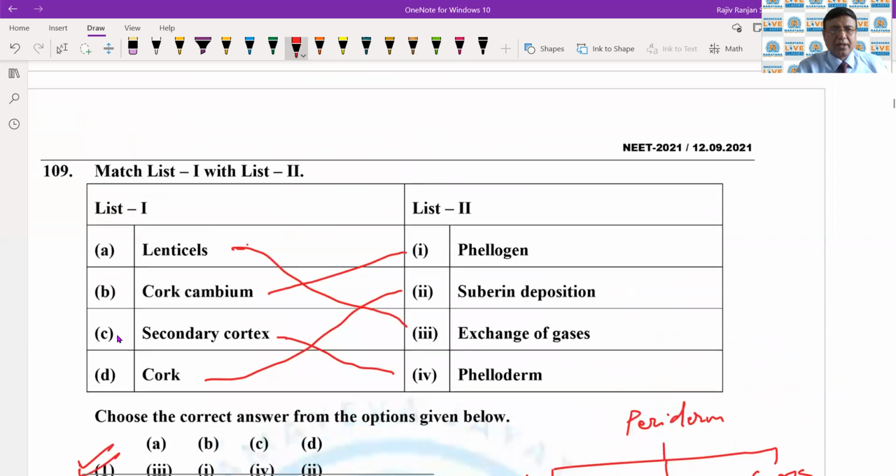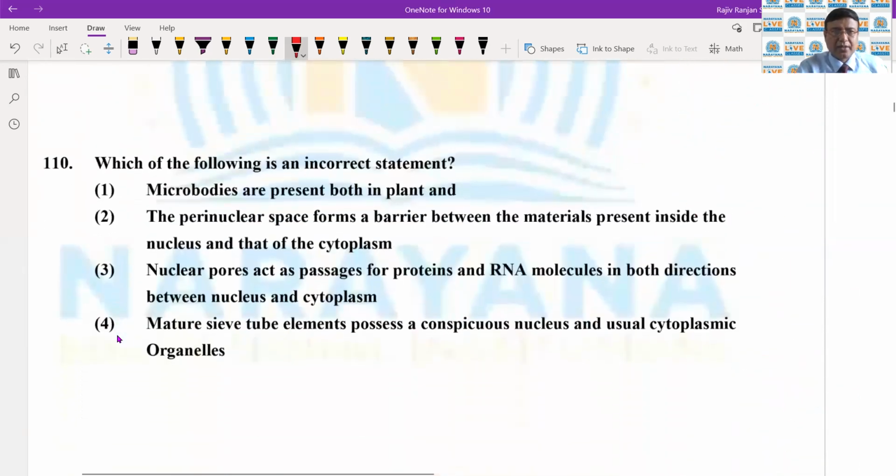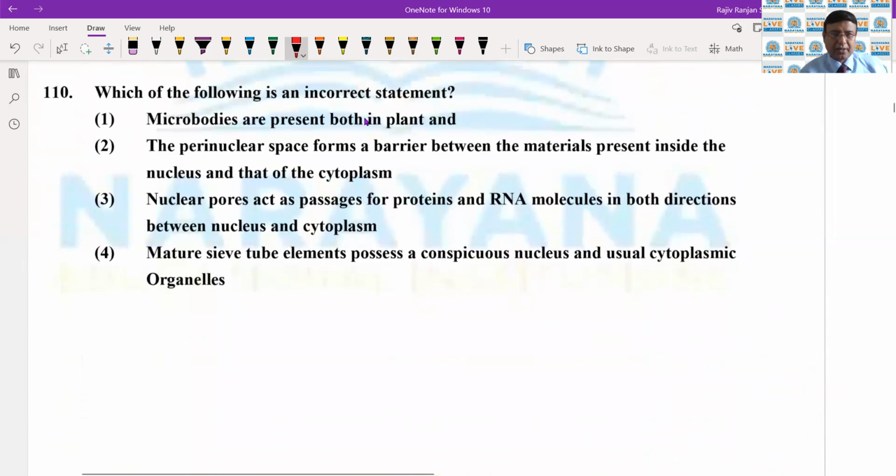Okay. So let's now see the next question, question number 110. Which of the following is an incorrect statement? Microbodies are present both in plants and animals. It is correct. The perinuclear space forms a barrier between the materials present inside the nucleus and that of the cytoplasm. Okay, let's now see it. Nuclear pores act as a passage for proteins and RNA molecules in both directions between nucleus and cytoplasm. Okay. Mature sieve tube elements possess a conspicuous nucleus and the usual cytoplasmic organelles. So this is actually the wrong option.